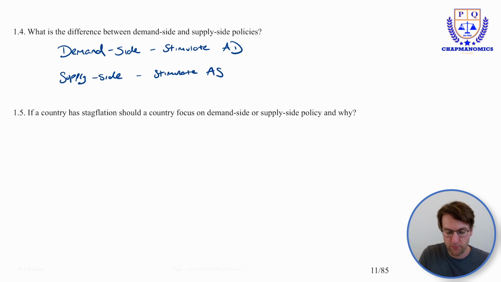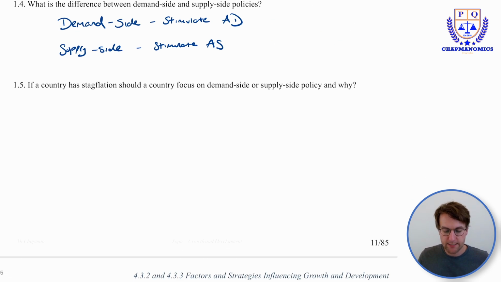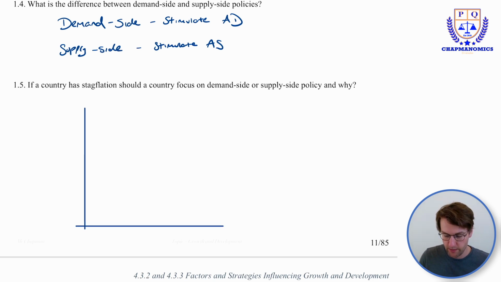Very simply. So if a country has stagflation, should a country focus on demand side or supply side policy, and why? Now, if we look at stagflation, what stagflation means is that the price level in an economy is rising. So here we have output, here we have our price level. It means that our price level in the economy is rising, but our economy isn't growing.